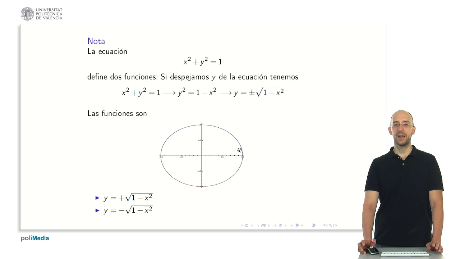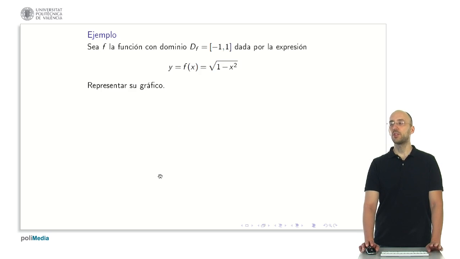What is the graphic representation of each of these functions? Look, if I take the positive root, what I get is the positive semicircle. And if I represent the function with the minus in front, the minus square root of 1 minus x squared, it is the negative part of the circumference. Both together give me the complete circumference. Let's recap. We were asked from the beginning that given the domain equal to the interval minus 1, 1, and the function square root of 1 minus x squared, we represent its graphic.